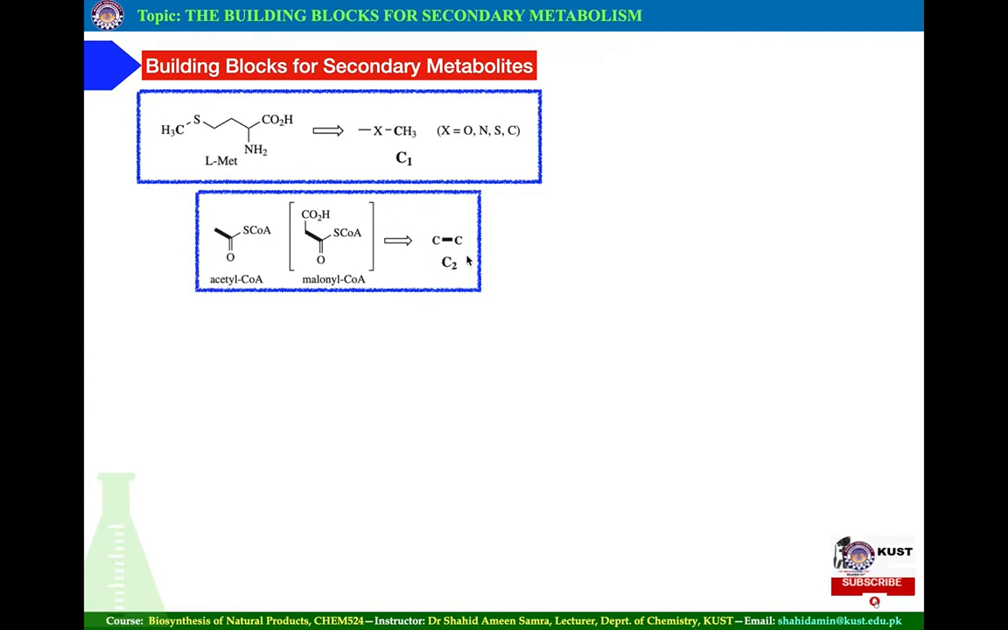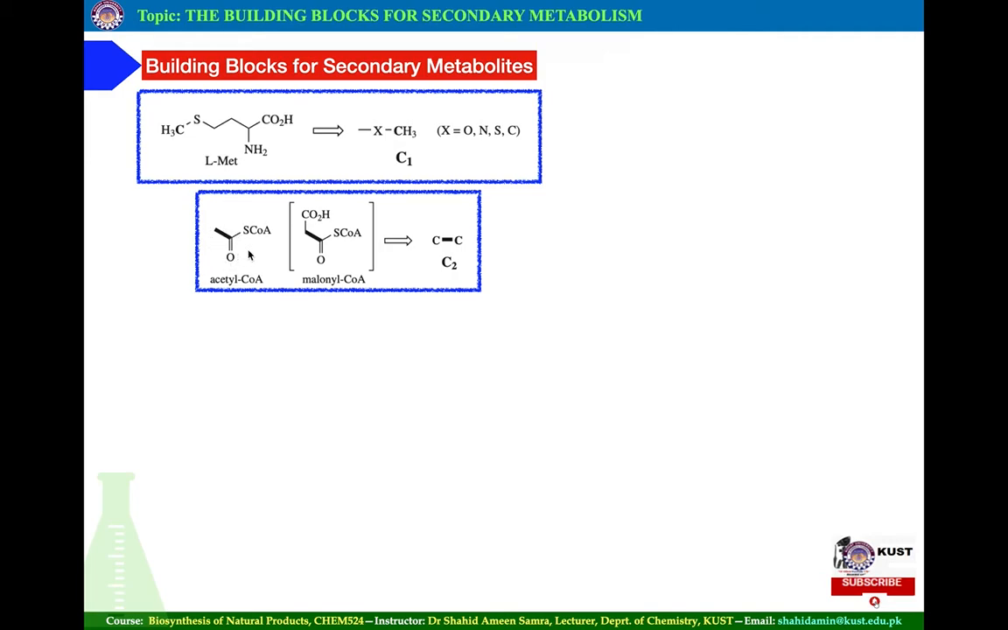Then C2 units, these are provided by 2 types of molecules. Actually, these are the major, main, primary source. This is acetyl coenzyme A. So both carbons of acetyl coenzyme A, of this acetyl part, act as the C2 unit.